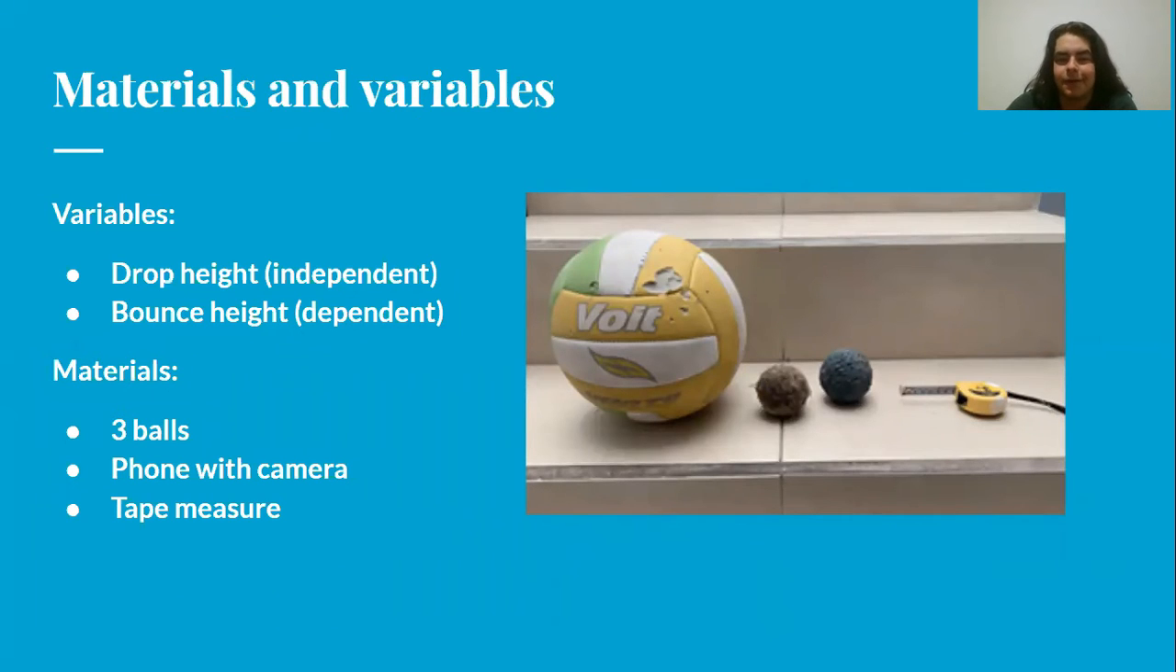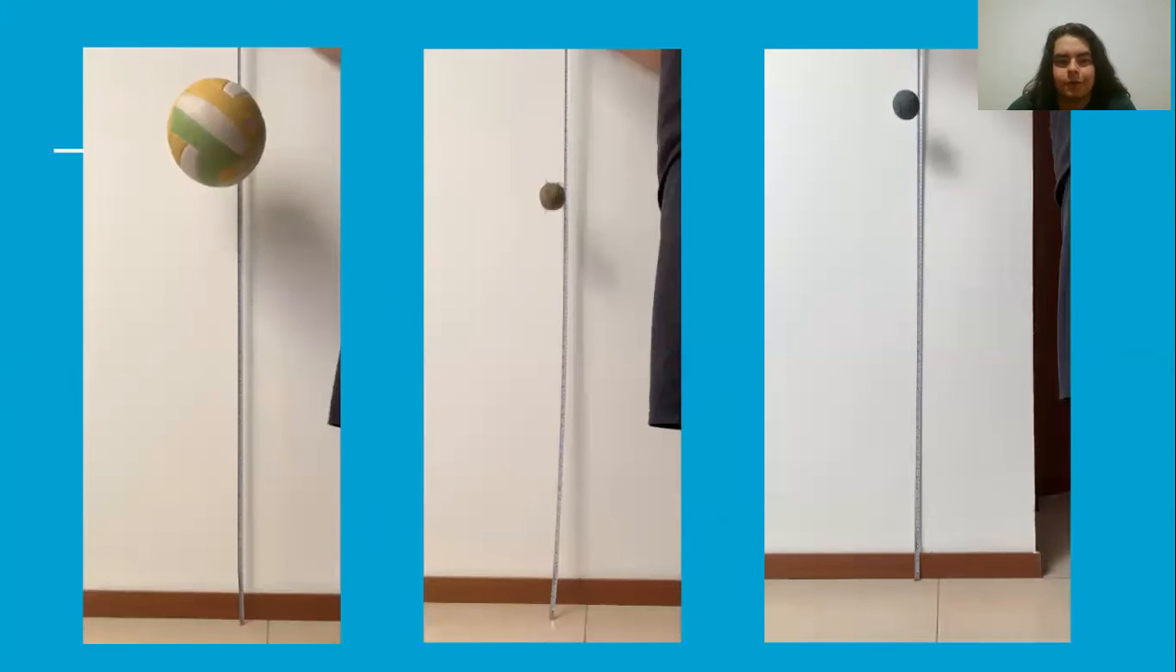So our variables were the drop height and the bounce height. The drop height remained constant at 1.5 meters, and the bounce height, obviously, varied from ball to ball. I decided to use 3 balls so I could have a broader data pool, and I recorded the balls dropping with my phone, and I used a tape measure to see how high they bounced. These are screenshots from the video I took, and that's basically what I did.